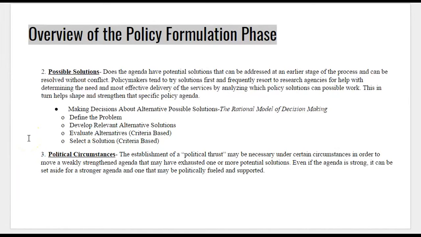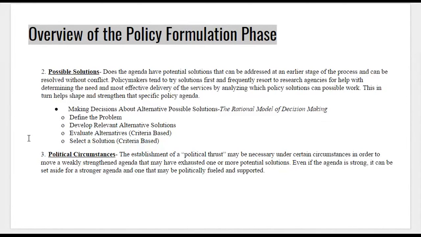Then we have possible solutions to a problem. With this said, most of the time we like to find alternative solutions to our problems before actually moving it up higher in the legislation process. For this, we mostly try to use a lot of research agencies to help determine if we can figure out different solutions to a lot of these problems and to make them delivered effectively by analyzing what can potentially work. This in turn can help shape the policy agenda.